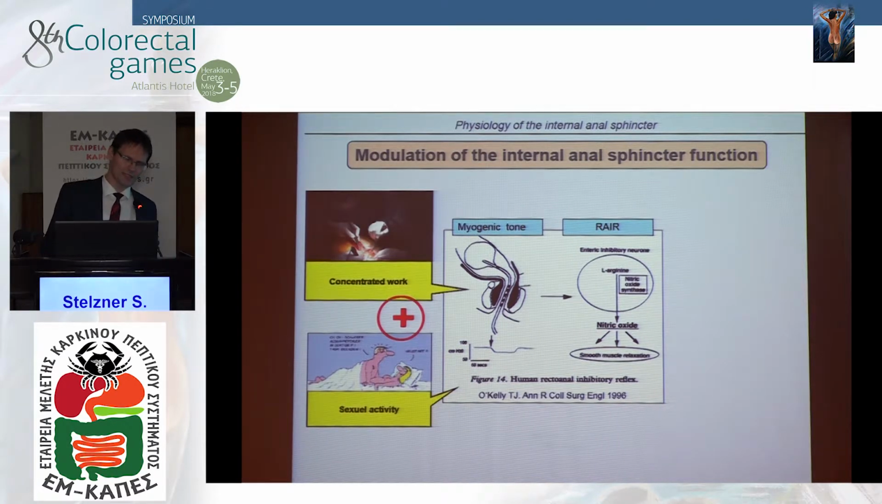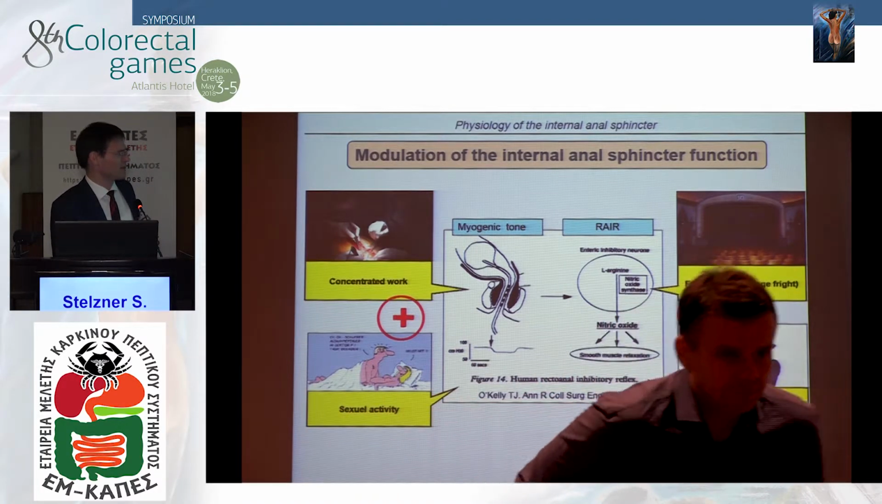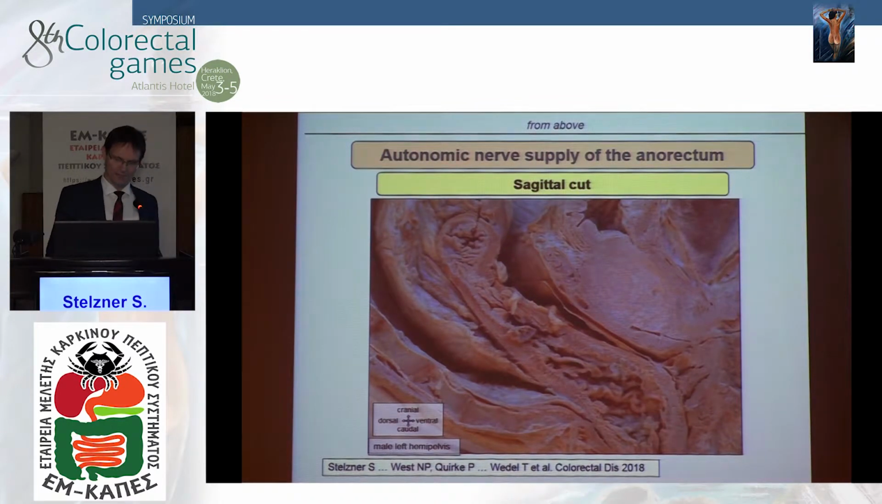But there are situations when the tone of the internal sphincter is enhanced during concentrated work, like a surgeon, during sexual activity, and there are occasions where it seems not to work, in stage fright or in flight and fight states. So the hypothesis was that there must be autonomic nerves supplying the internal anal sphincter. And we again did an anatomical dissection.